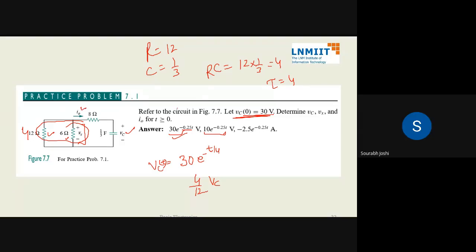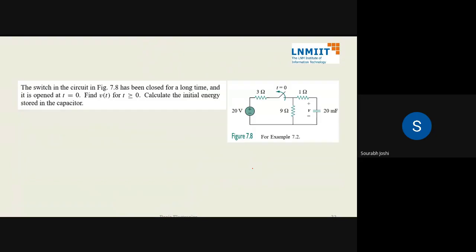Now, how to calculate I naught? That will be VC upon the total resistance, 12, with a minus sign because it is in the opposite direction. Okay, right.